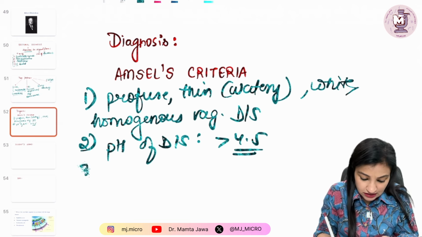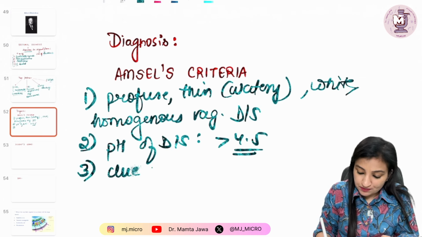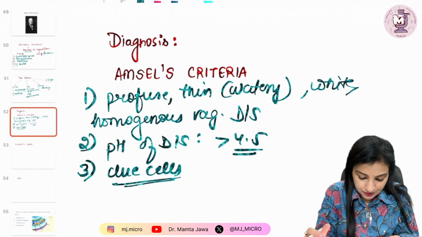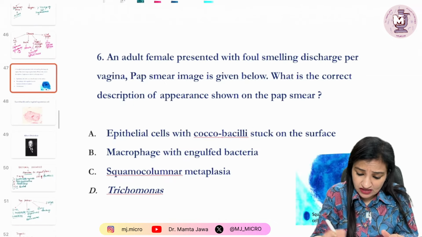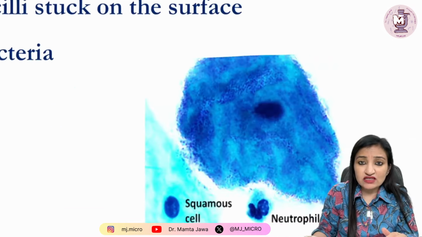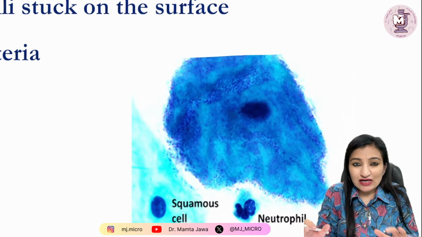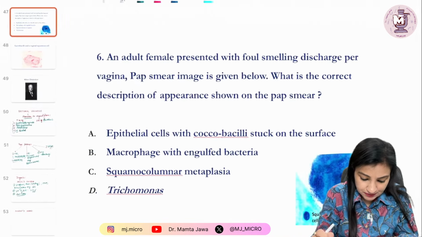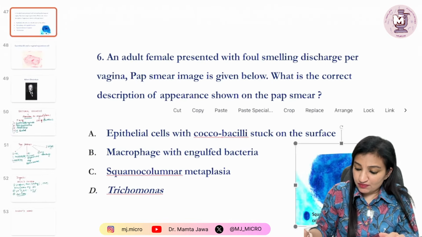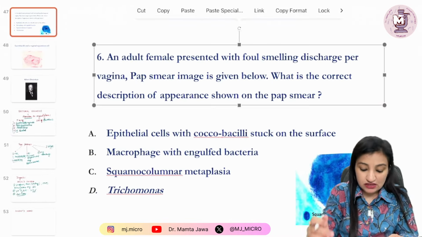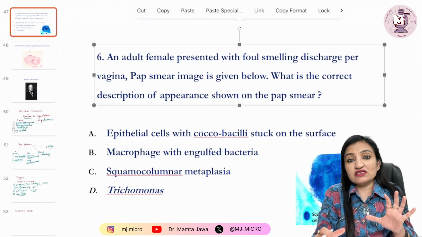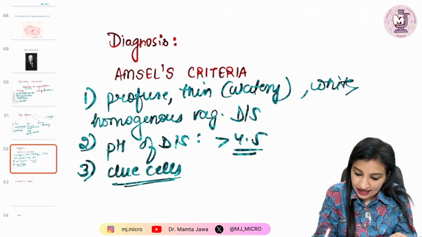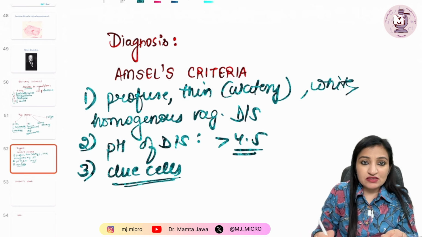Then thirdly, clue cells, that is the vaginal epithelial cells coated with the cocobacilli, and these cells have a granular appearance. Let us have a look at the question picture once again. So this vaginal epithelial cell has this granular appearance because of the increase in number of all the organisms which are listed. And even though this picture shows just one vaginal epithelial cell, when multiple cells are seen under the microscope, the borders also seem to be indistinct. So the third criterion under Amsel's criteria is clue cells.